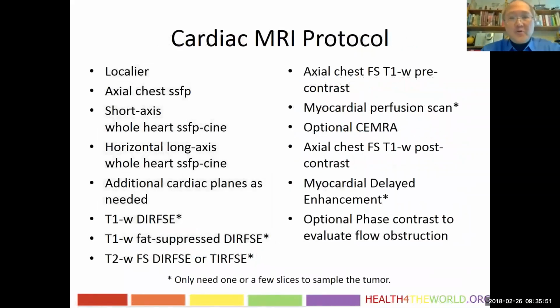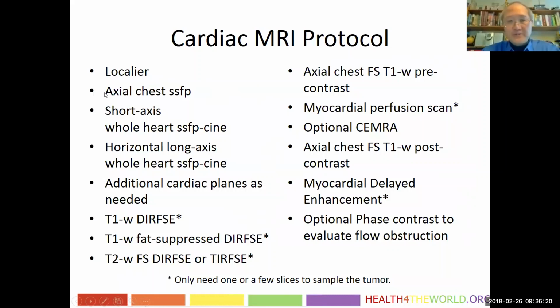Now, there's no single set cardiac MRI protocol. The reason for that is simply because the tumor can be anywhere, and you have to adjust your imaging approach based on what views or planes will present the mass in optimal fashion, and then adjust your scanning protocol to reflect that. But typically, there is a certain pace to it, so I'm going to go through it with you and give you the rationale why some of these sequences are included.